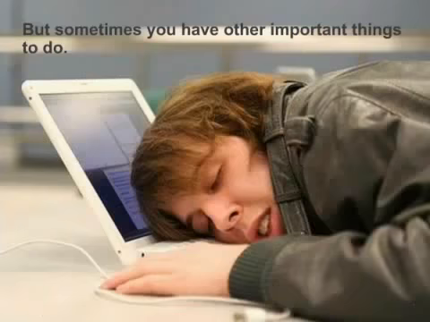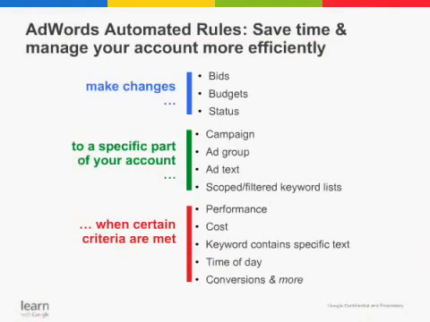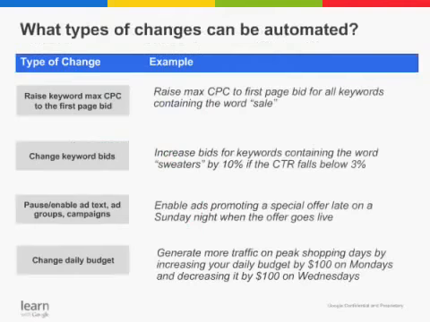And through all this, you've had much more important things to do than constantly log into your account and make changes. Enter Automated Rules. Automated Rules is a feature within AdWords that allows you to automatically make changes to your ad statuses, budgets, and bids to the specific parts of your campaign based on a criteria that you identify, so that you don't have to spend as much time manually monitoring your campaign. Automated rules are available within individual accounts as well as at the My Client Center level.